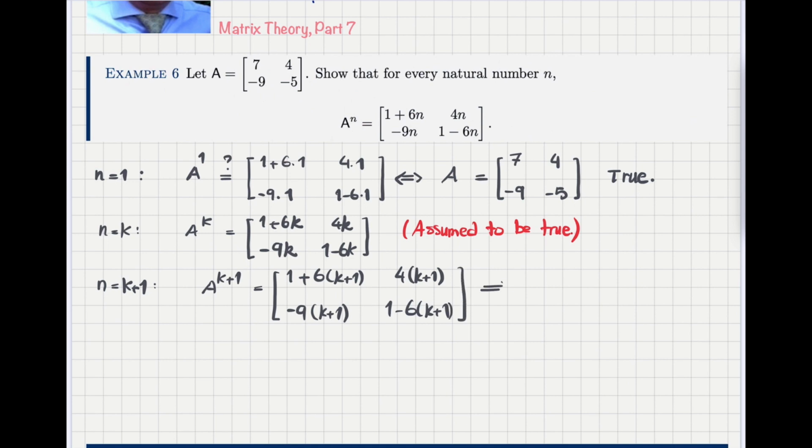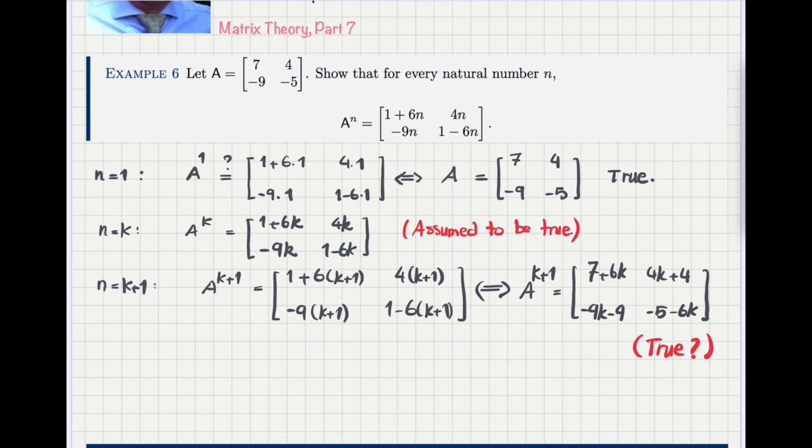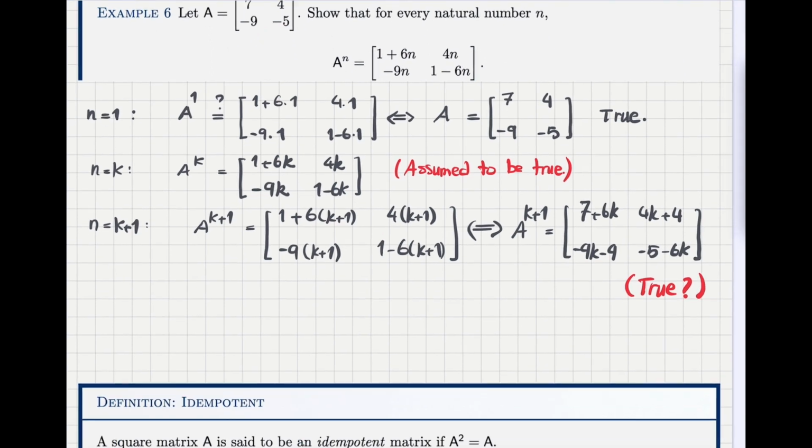This itself is equivalent to saying that A to the power k plus 1 is equal to 7 plus 6k, 4k plus 4, minus 9k minus 9, and the other one is minus 5 minus 6k. So we want to show that this is true. But you know what to do.